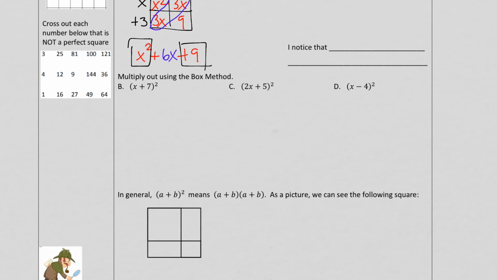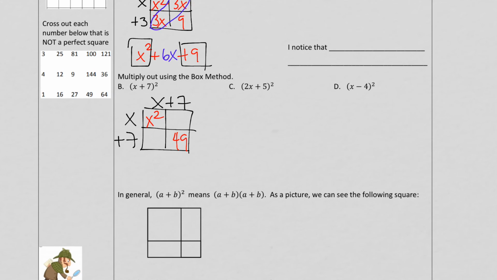So in example B, we're going to multiply x plus 7 quantity squared. Again, this is just a square with sides of x plus 7. They have the exact same side lengths, so it's still going to be a square. But for this activity, we're going to use the box method and multiply. x times x is x squared. Here's a perfect square. If I jump down here to the bottom, 7 times 7 is 49. So this is another perfect square.